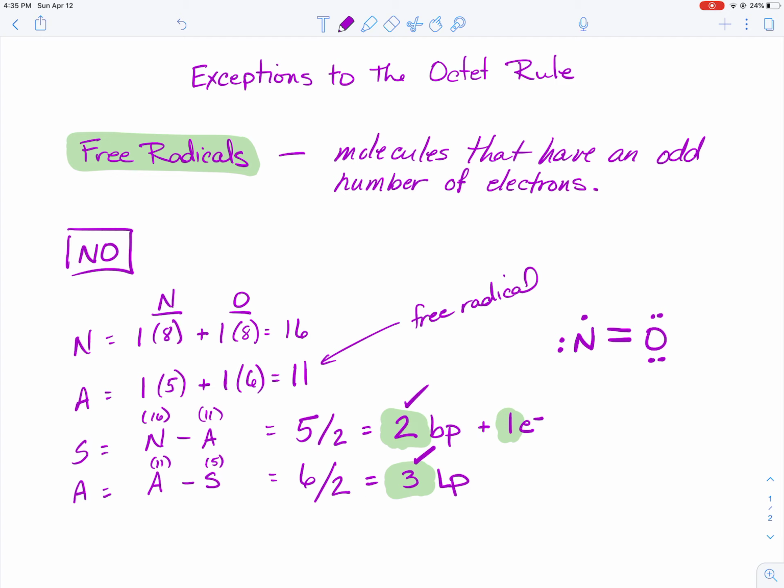This is an exception to the octet rule in the sense that nitrogen does not have an octet. And it's only in the situation where you would have a free radical that gives you that situation. Okay, so here is one of the exceptions to the octet rule.